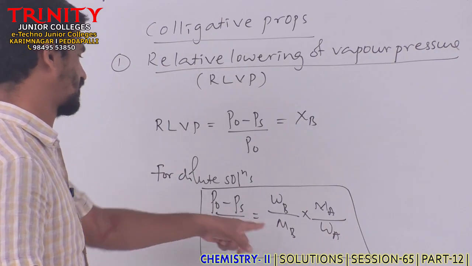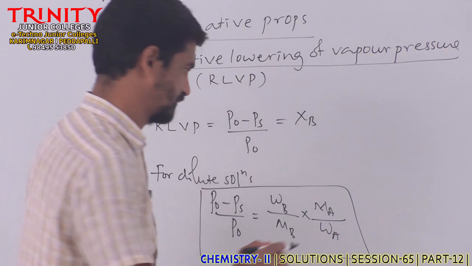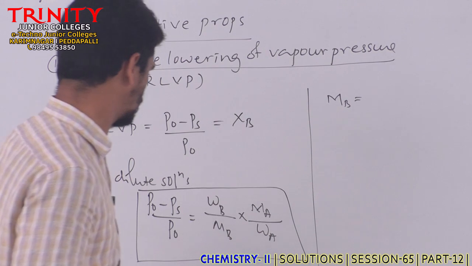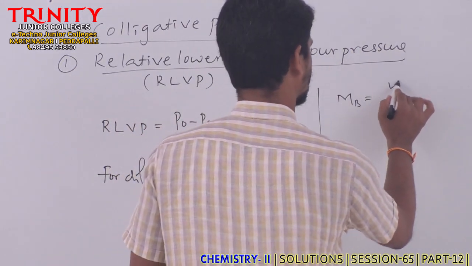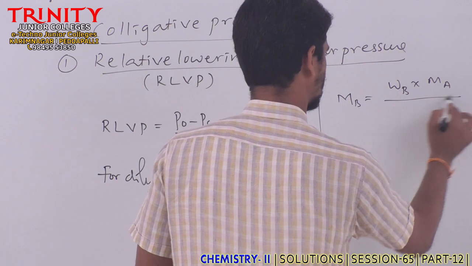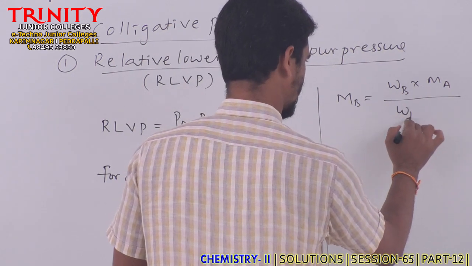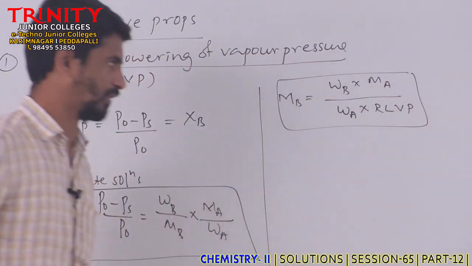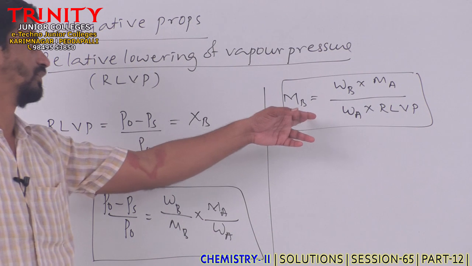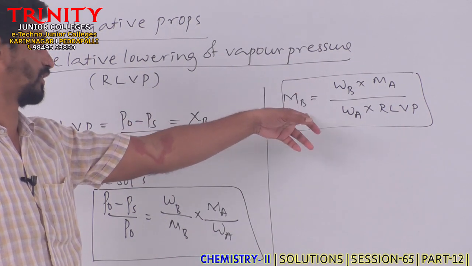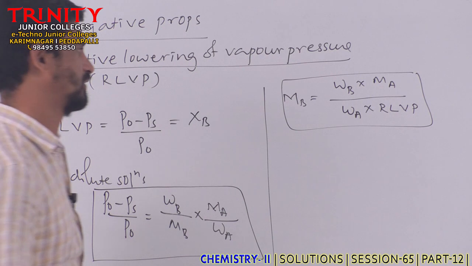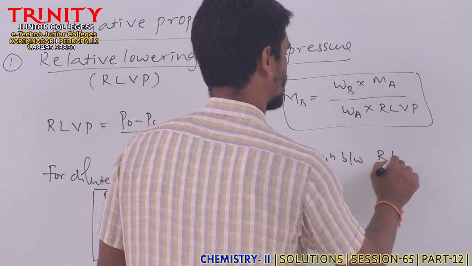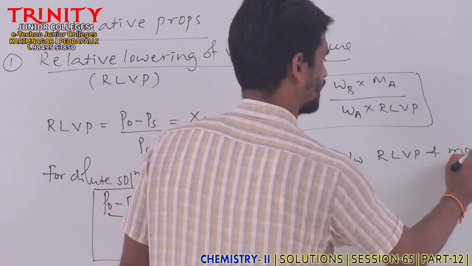By using this equation we can find the molecular weight of an unknown solute. The molecular weight of the unknown solute is given by Mb equals Wb into Ma by Wa into RLVP. Relative lowering of vapor pressure will give the molecular weight of the unknown solute, so it can be calculated by using this formula. Is it clear?